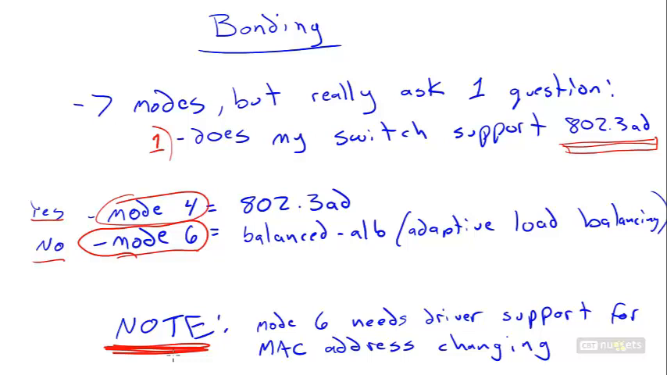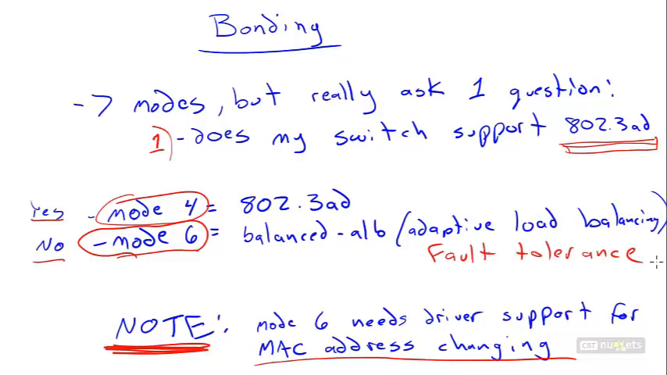I've never run into a situation where my kernel didn't support the ability to change the MAC address for a card on the fly. And that's what this mode does. It uses some kind of magic where it constantly switches the MAC address back and forth to balance the traffic. The other thing this does, it's balanced-ALB. It does adaptive load balancing, but it also does fault tolerance.